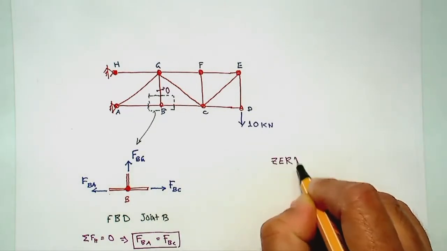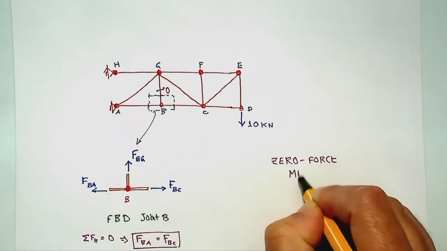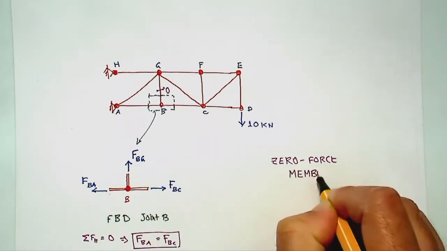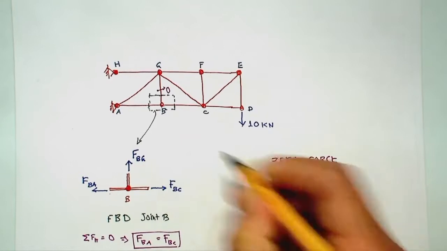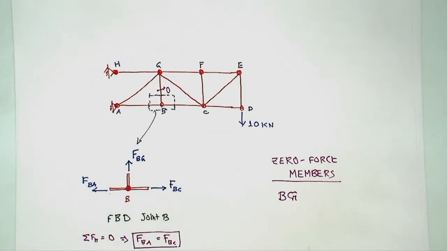So the zero force member would be, in this case, member BG. Can you identify anything else?